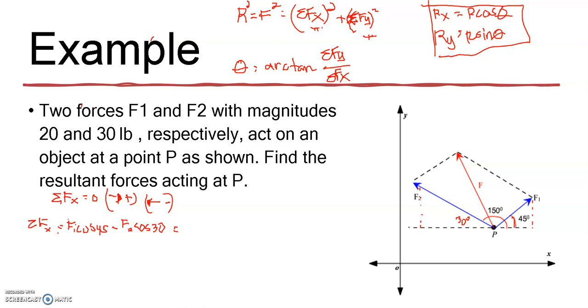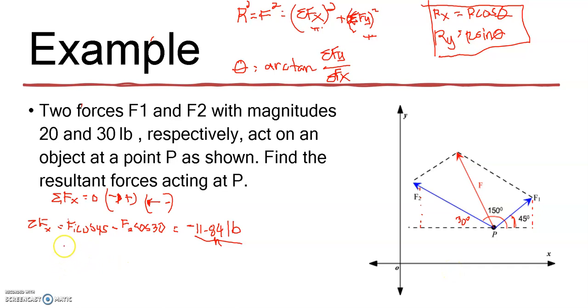So F1 is cosine... So the answer here is negative 11.84. Okay, negative 11.84. Please do not forget your unit. This is pounds. So now this is our component that is found on the horizontal. It carries a negative sign because it is going leftwards.